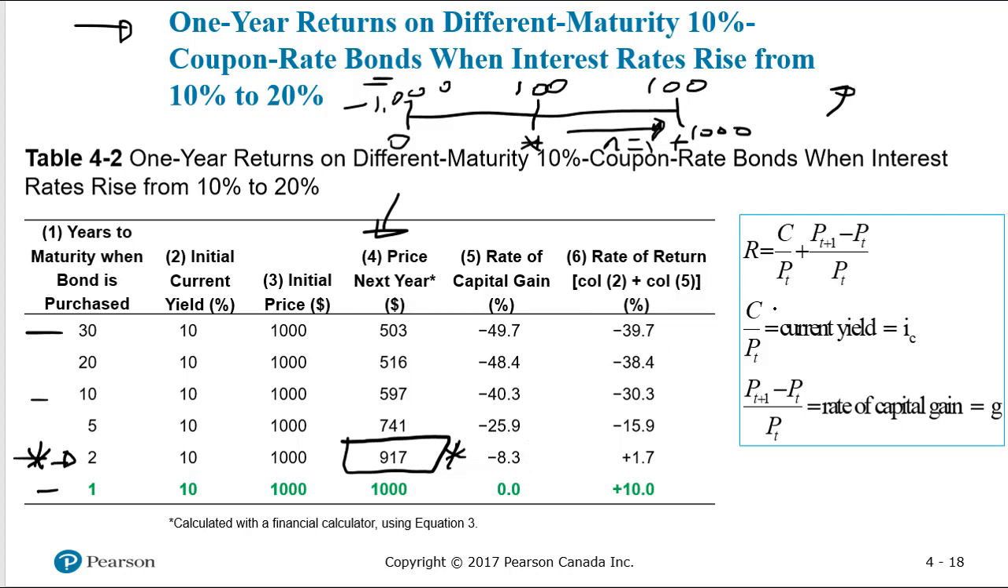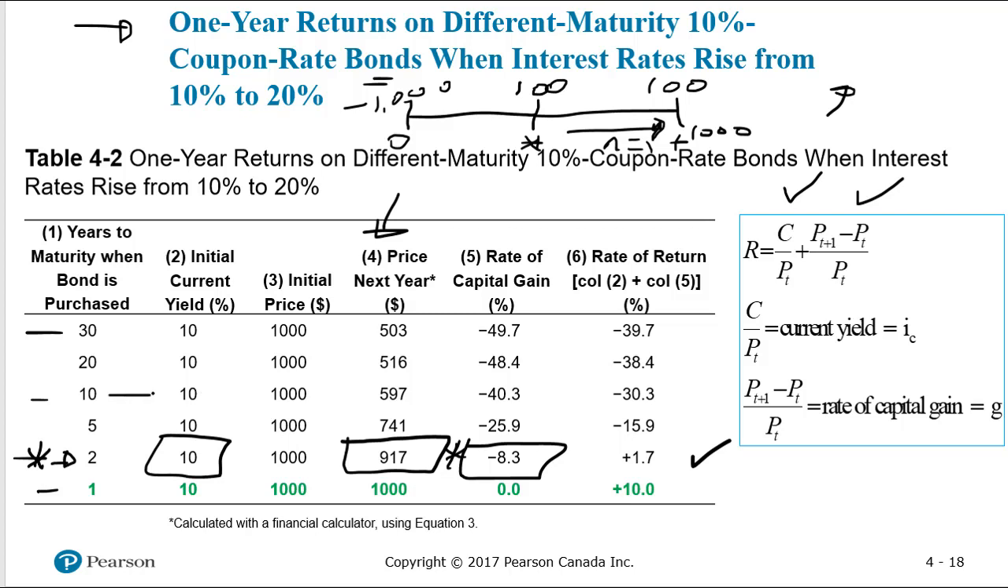So the rate of return on the bond, I brought this formula from the previous slide. The return is the current yield, which is the 10%, plus the capital gain or loss, which is ending minus beginning divided by beginning. So that is column 2 for the current yield, plus column 5, and we get, therefore, 10 minus 8.3, a rate of return on the bond of plus 1.7%. A little bit of practice, you could work on another row.